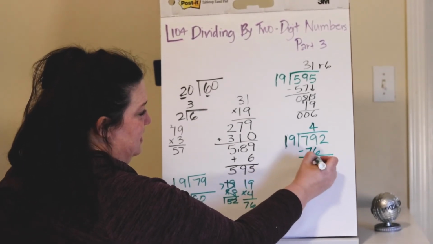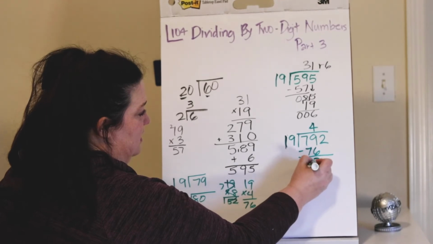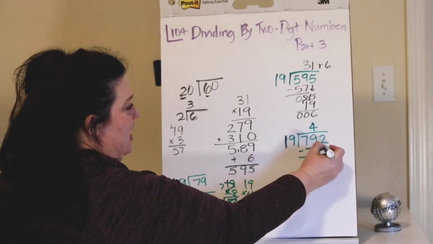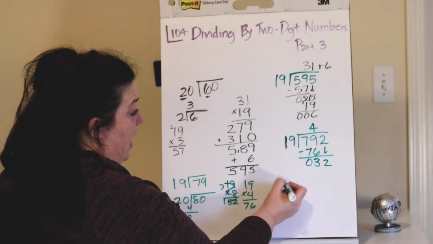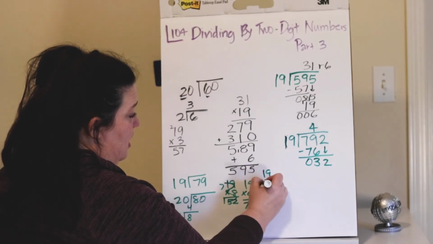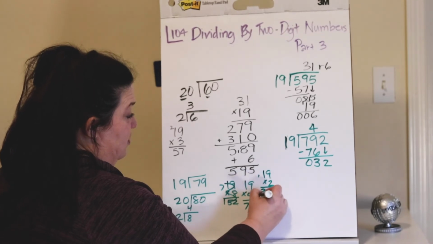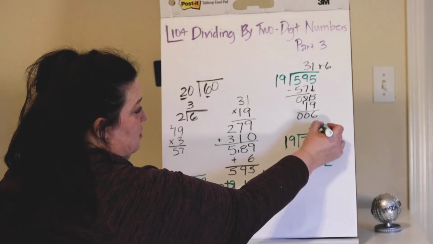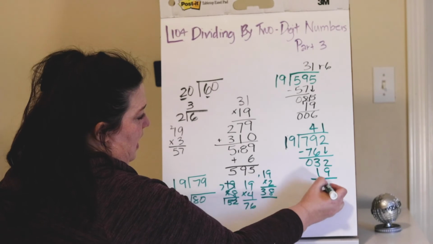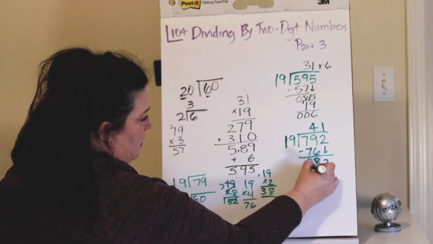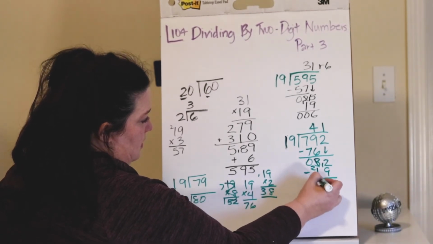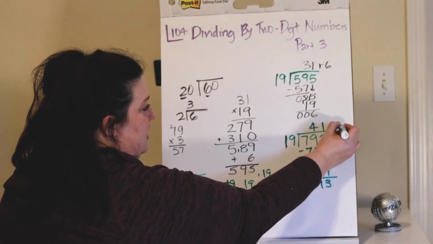Subtract 9 minus 6 is 3. 7 minus 7 is 0. 3 is less than 19. Carry down our 2. And we can double check just to make sure if 1 is okay, but we'll try 2 just in case. And we get 38, which is too much, which leaves us with 1 times 19. And subtract. And we get a remainder of 13.